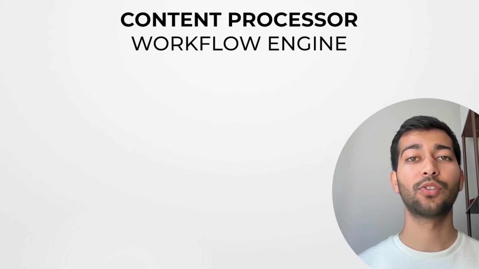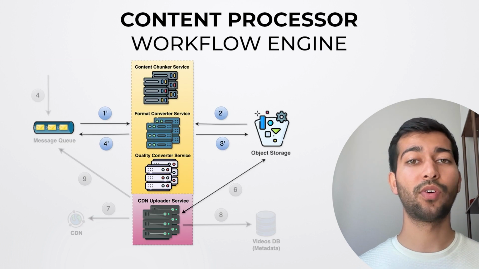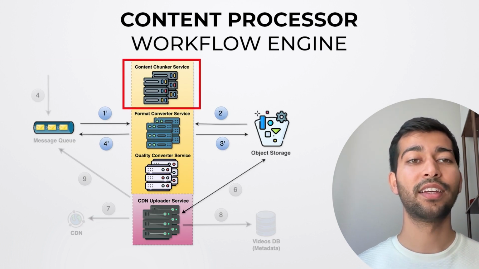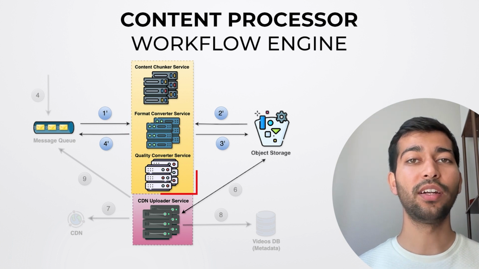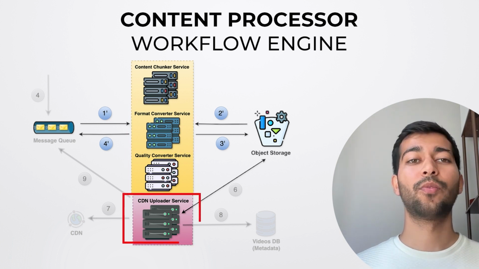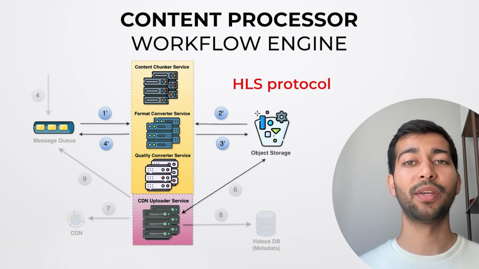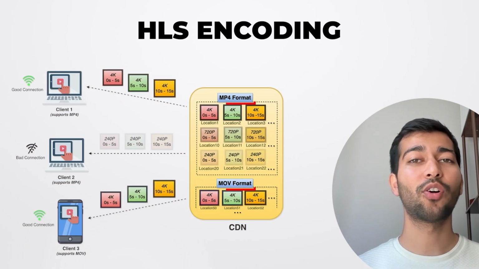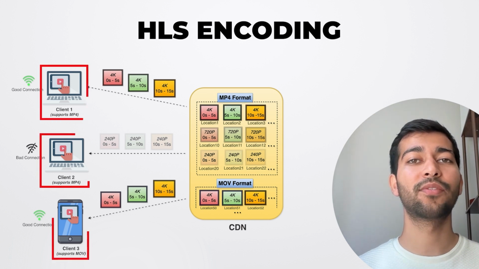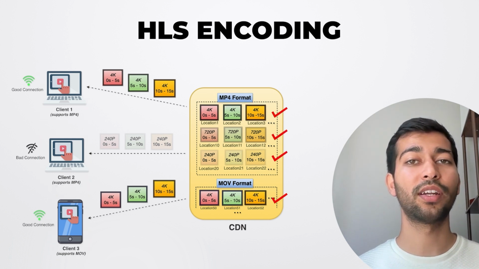There is one more interesting deep dive we can do here, which is the HLS encoding part. So just to recall, the content processor workflow engine consisted of 4 different steps: the content chunking, the format conversion, the quality conversion, and the CDN upload. We also learned about HLS and how it enabled adaptive streaming, which allows streaming different formats for different devices and different qualities based on your internet speed.